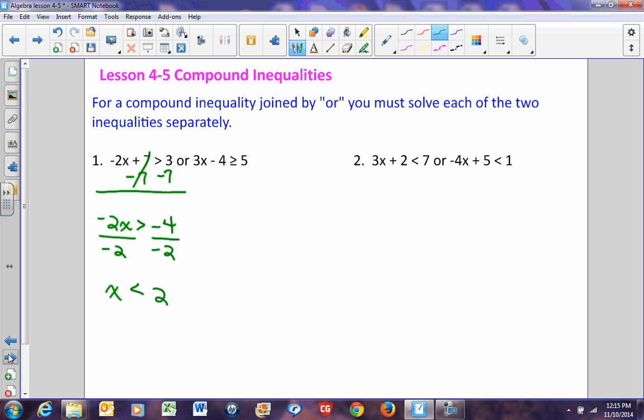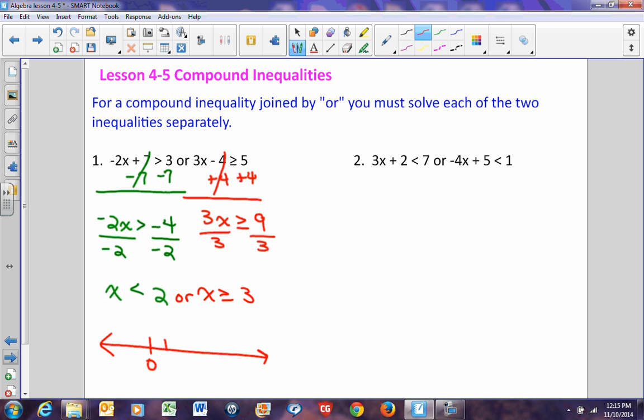Now we need the other part. Over here, I will add 4 to both sides. So I will get 3x, these cancel out, is greater than or equal to 9. Divide by 3, divide by 3. X is greater than or equal to 3. Put the word OR in between. So x is less than 2, or x is greater than or equal to 3. I would graph this. X is less than 2, open circle at 2, line to the left, or x is greater than or equal to 3, closed circle at 3, line to the right. And that's the inequality and the solution to it with its graph.